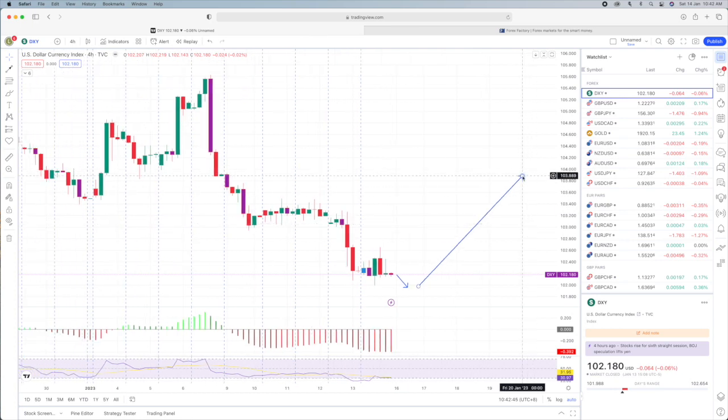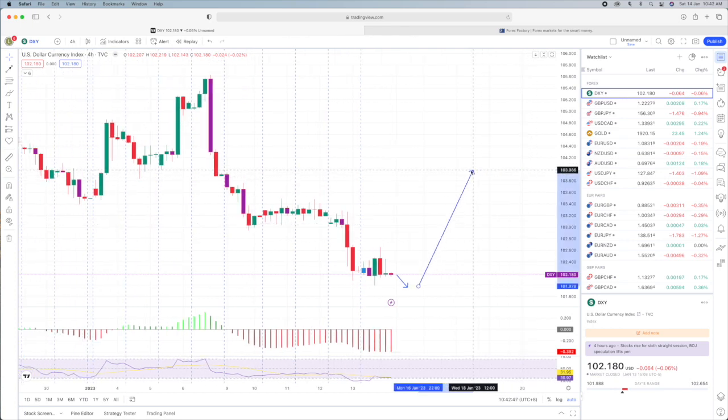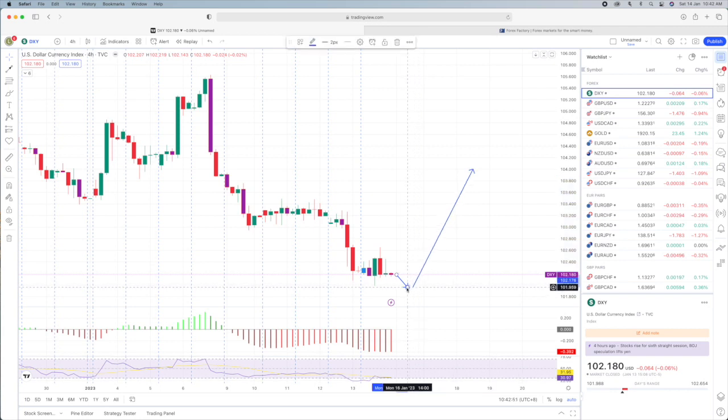So somewhere around the 104 level, I'm expecting a reaction next week. It could fall a little bit more down, take all the liquidity out, and then start to go back up. So I'm expecting somewhere around the 104 level. There's so much liquidity sitting above here.